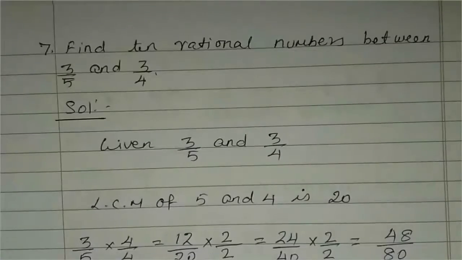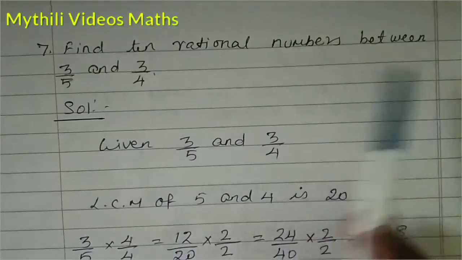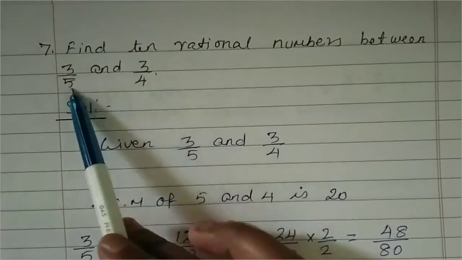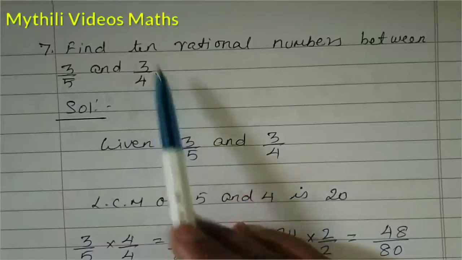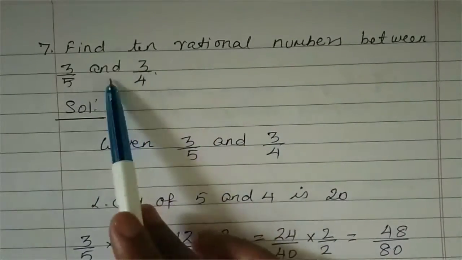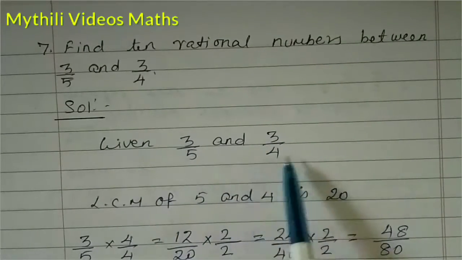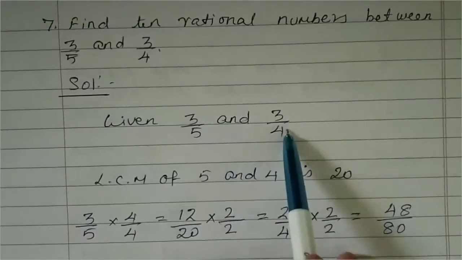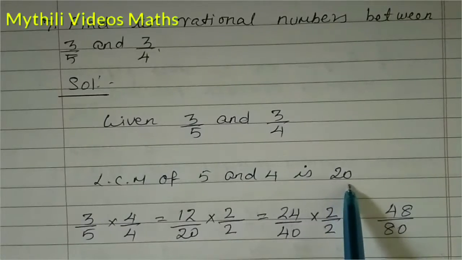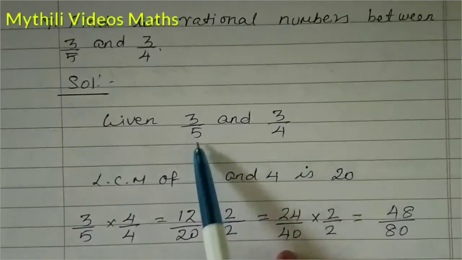See the 7th problem. Find 10 rational numbers between 3 by 5 and 3 by 4. So here also they have given 2 rational numbers. So in between we need 10 rational numbers. That same method only. Solution: given 3 by 5 and 3 by 4. Now we have to take the LCM of the denominators. So LCM of 5 and 4 equal to 5 4s are 20. So our LCM value is 20. Now see the denominator values 5 and 4. So we should make it as 20.